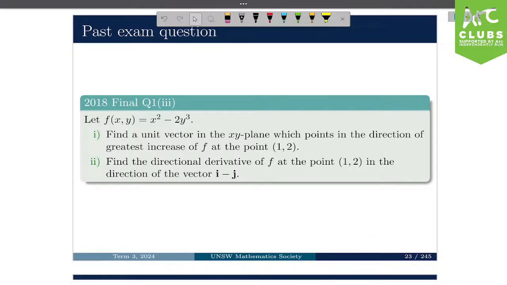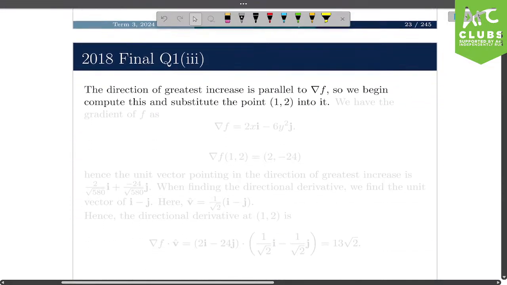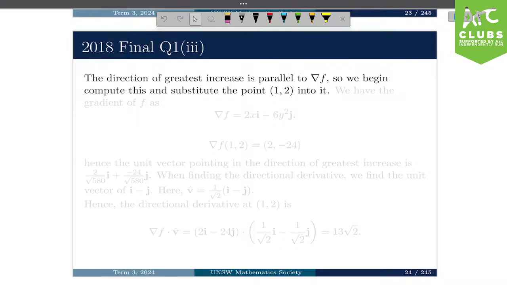So let's do another final question. Let f of x, y equal x squared minus 2y cubed. Find a unit vector in the xy plane which points in the direction of greatest increase of f at the point (1, 2), and find the directional derivative of f at the point (1, 2) in the direction of the vector i minus j. So the direction of the greatest increase should be parallel to the gradient of f.